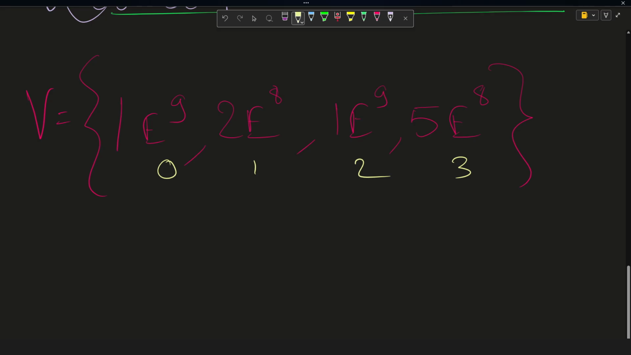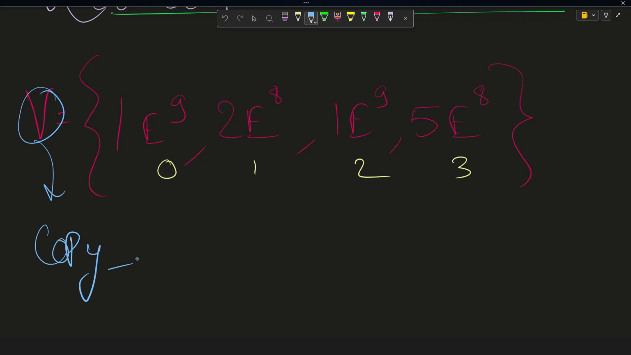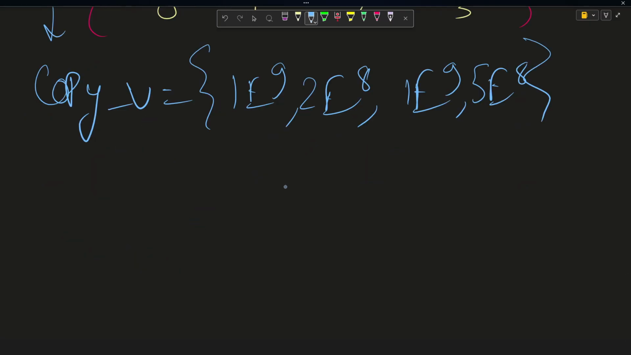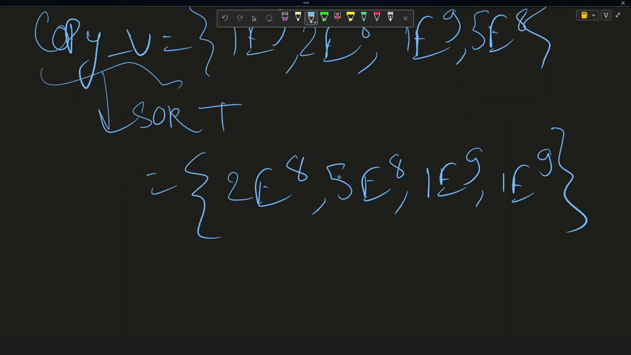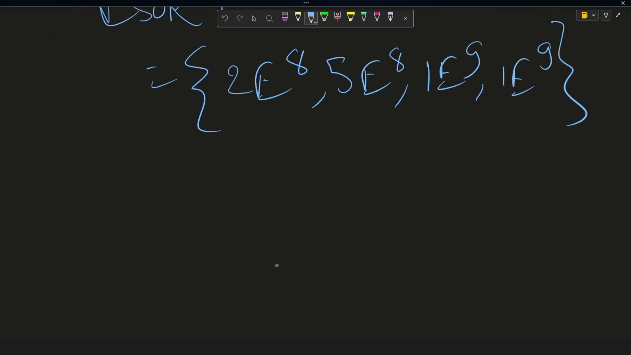So this technique says that initially we will copy this original array into some other array, let's say copy V. So we will copy this same array, right? Once I have copied this array, what do we have to do next? We have to sort this copy array. So if I sort this, I will get this, right? And once I get this, the next step of this technique is to remove the duplicate elements. Since this 1e9 is coming twice, in the next step I will just remove one of them. So I will remove this last one.